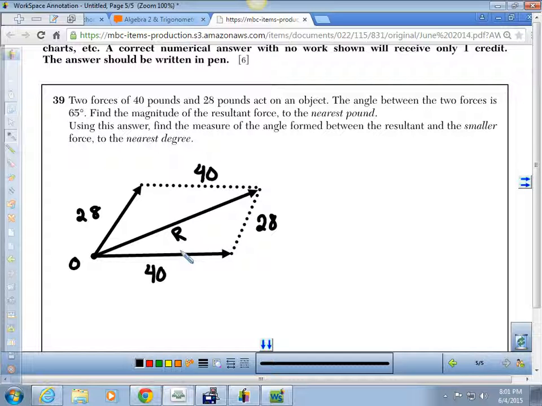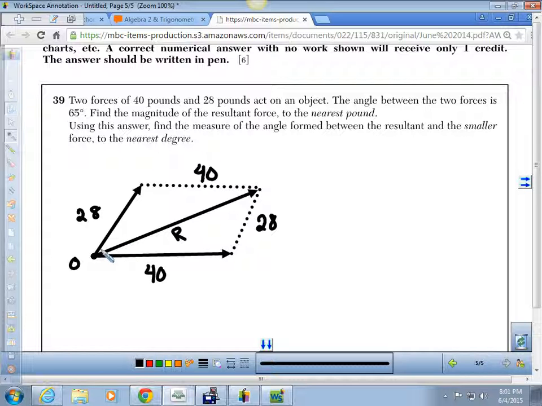But do I really need to be looking at the whole parallelogram, though? No, all I need is either the upper half or the lower half. And it now turns to a law of sines or a law of cosines problem. Okay? So two forces of 40 and 28 pounds act on an object. The angle between the two forces is 65. That's this whole angle right here.